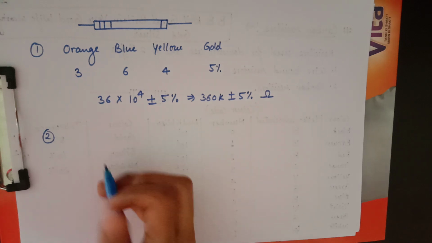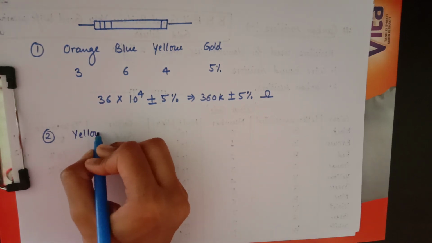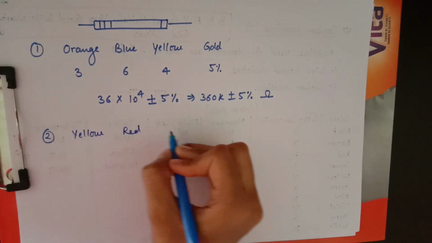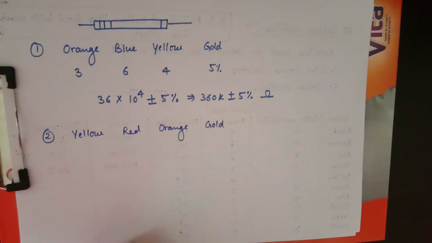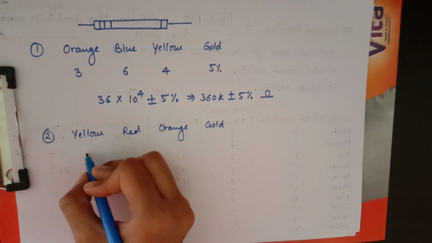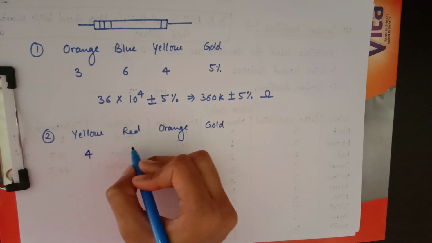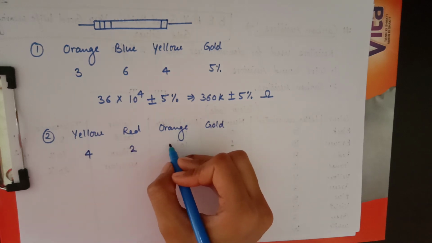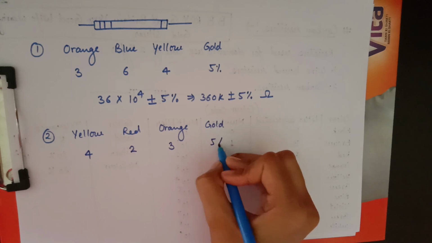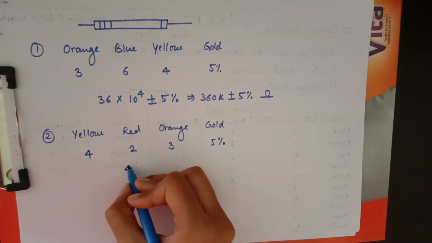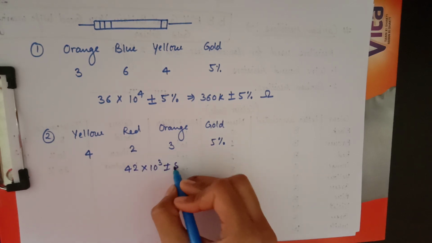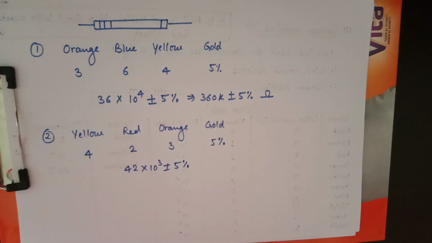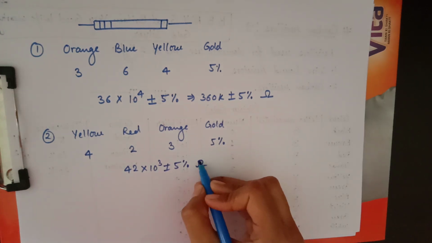Next question is, if the first strip is of yellow color, second is of red color, third is of orange color and fourth is of golden color, then what will be the value of resistance? First, what will you do? You will write the number. For yellow number is 4, for red it is 2, for orange it is 3, and for gold it is 5% tolerance. So now I will write it simply as 42 into 10 raised to power 3 plus minus 5%. So plus minus could be error, and this is the value of resistance.